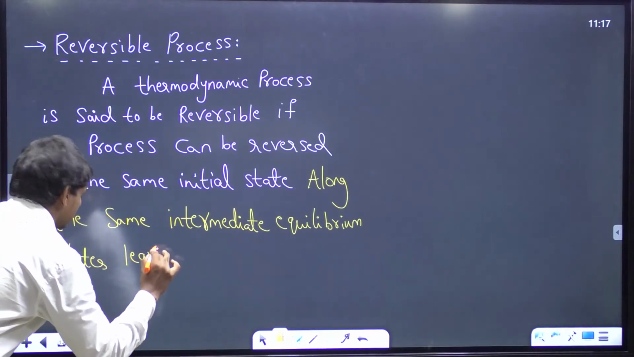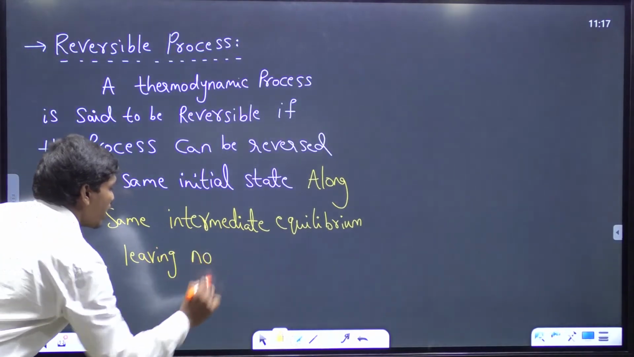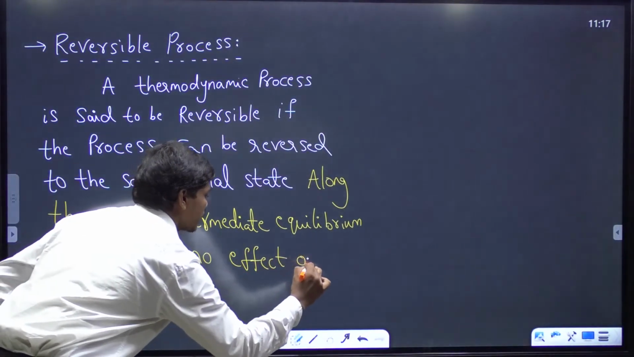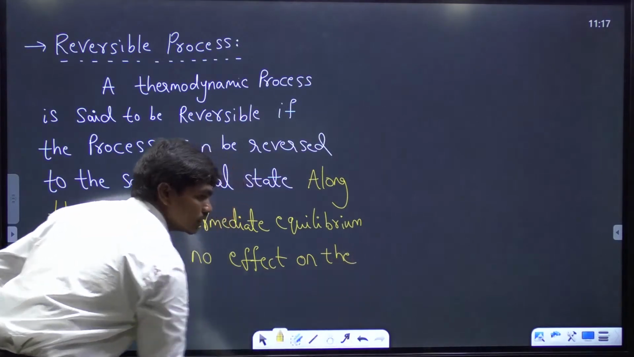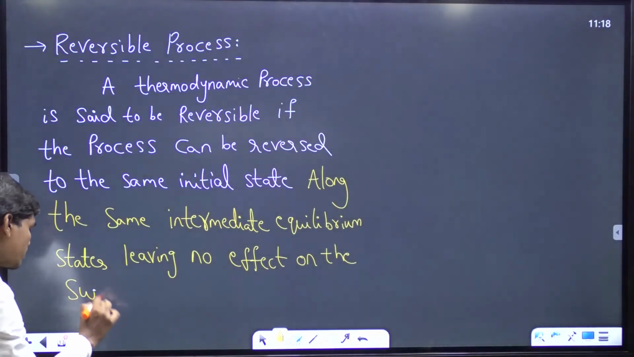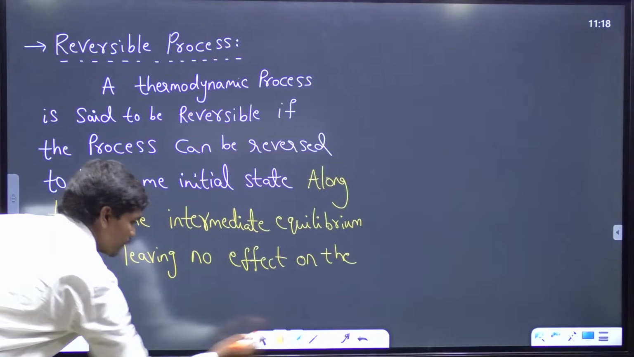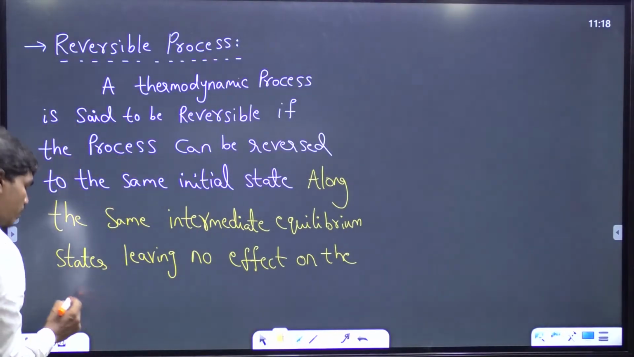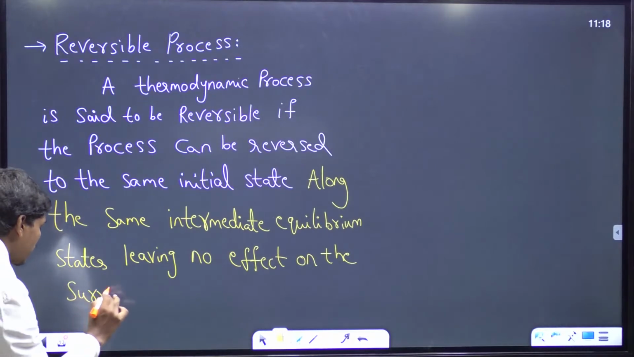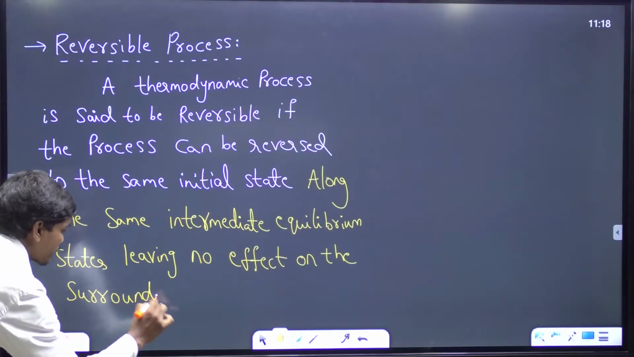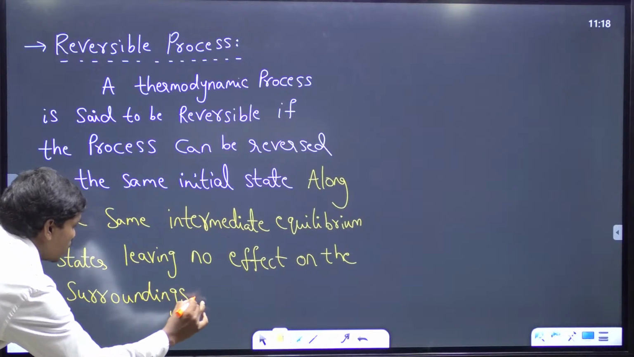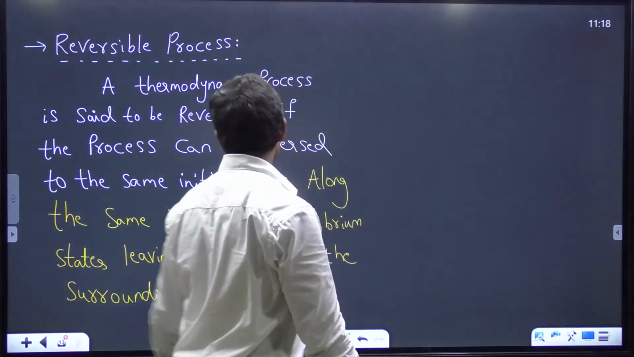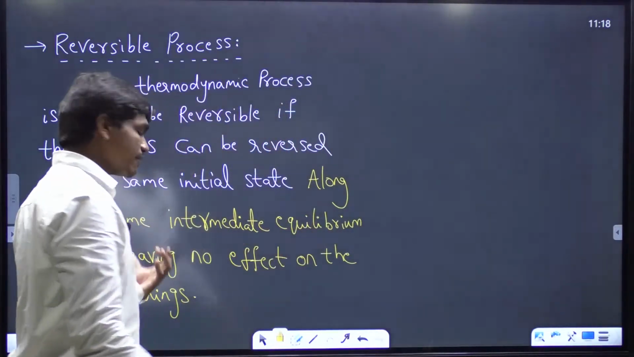Leaving no effect on the surroundings. Yes, correct Vivek, leaving no effect on the external things on the system. Okay, no effect on the surroundings. So this process is really important. Yeah, along the same path, which means basically along the same intermediate equilibrium states.